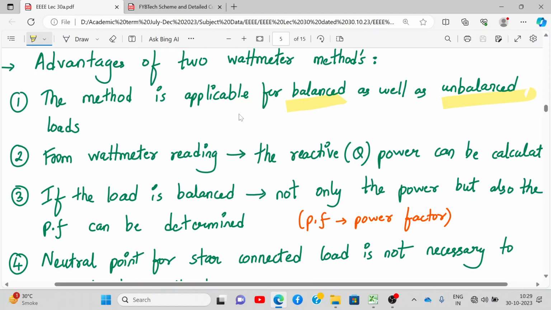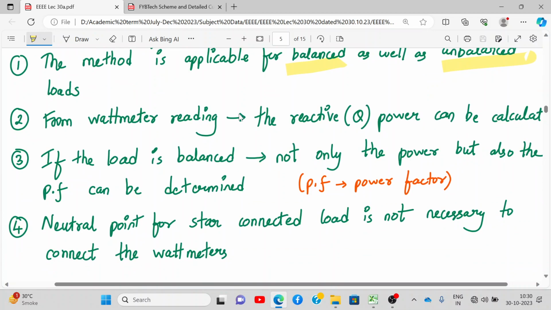Whatever I have discussed is helpful even for your lab quiz because all the concepts are covered here, so all the questions can be asked from here also. Now, what do you mean by balanced load? The R phase of all three phases is the same. If any one of them is different, it is an unbalanced load.